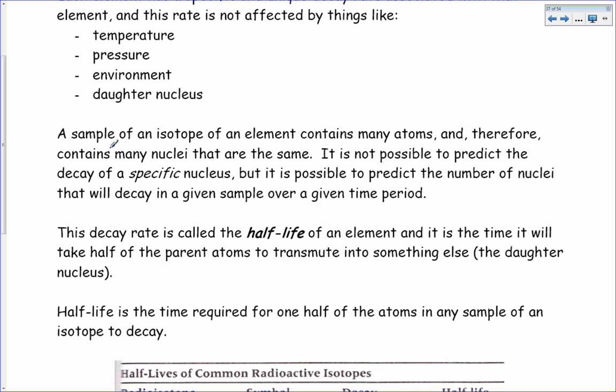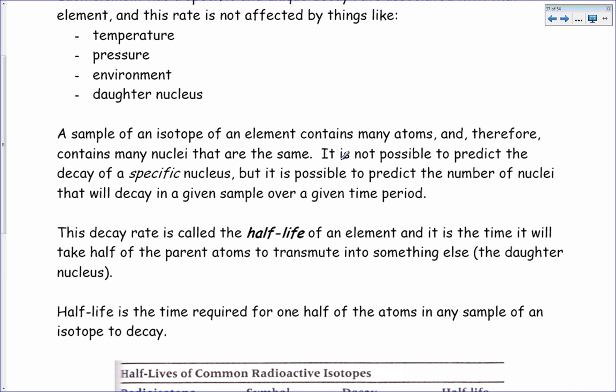So a sample of an isotope of an element contains many atoms and therefore many nuclei that are the same. It's not possible to predict the decay of a specific nucleus. You can't pick out a nucleus in that sample and say this nucleus will decay at this time. But you can predict the number of nuclei that are going to decay in a given sample over a given time period. You can just predict how many over a period of time.